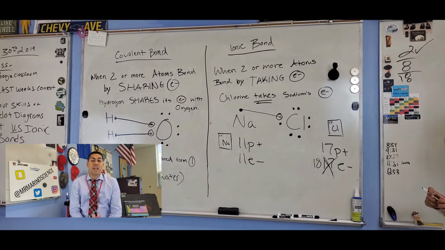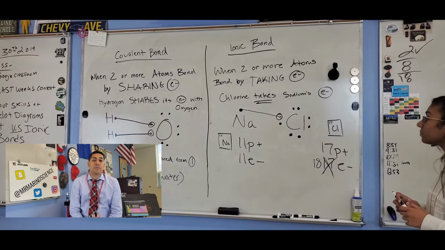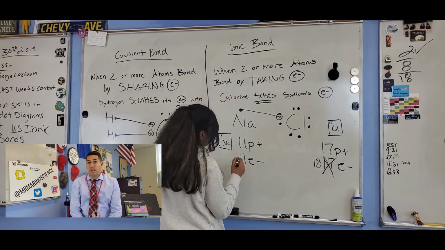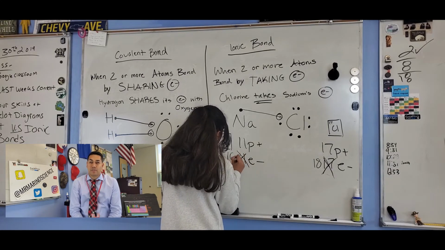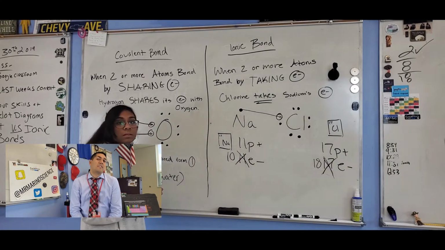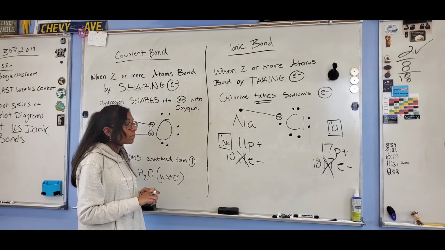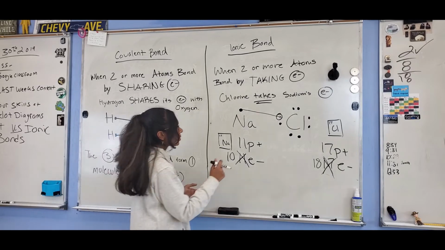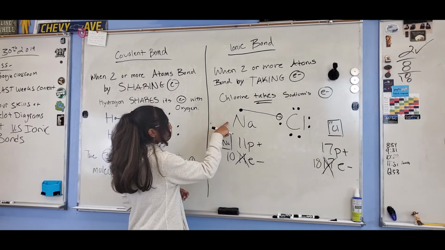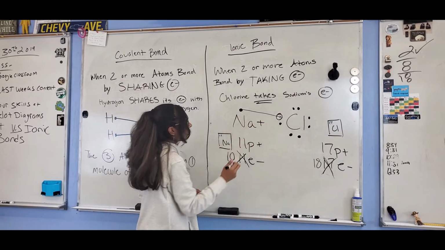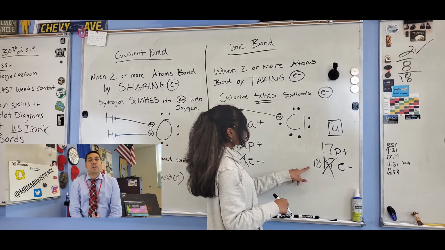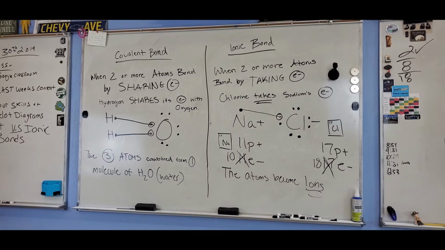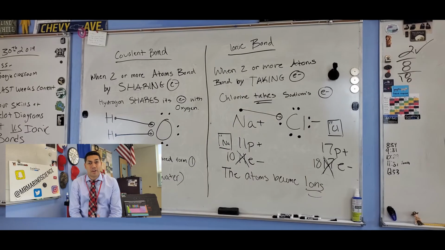Now, in sodium's case, sodium lost an electron, which means instead of having 11 protons and 11 electrons, it now has 11 protons and 10 electrons. Sodium has lost an electron. Sodium is now positive, and chlorine is now negative. They have become ions.